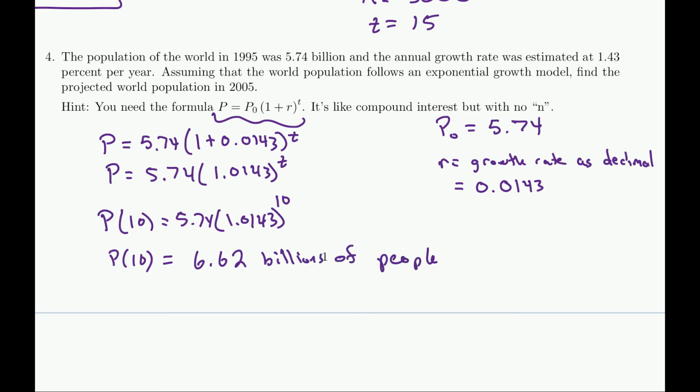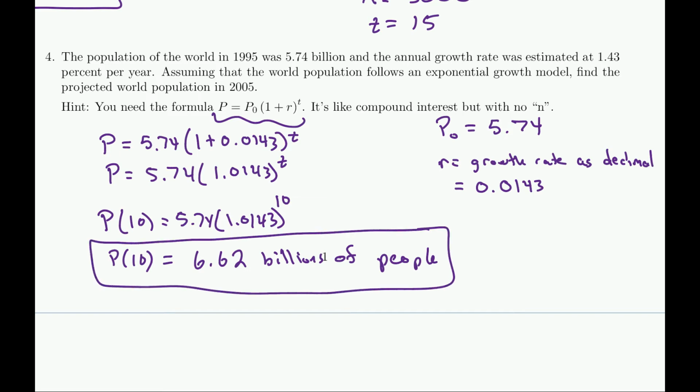Right? So does that make sense? So if it had been something more complicated than 2005, I would have had to figure out how many years from 1995 to 2005. In this case, it's easy to see that that's 10. But if it was like 2017, you'd have to think a little bit harder, but still pretty easy. So that is our projected population.